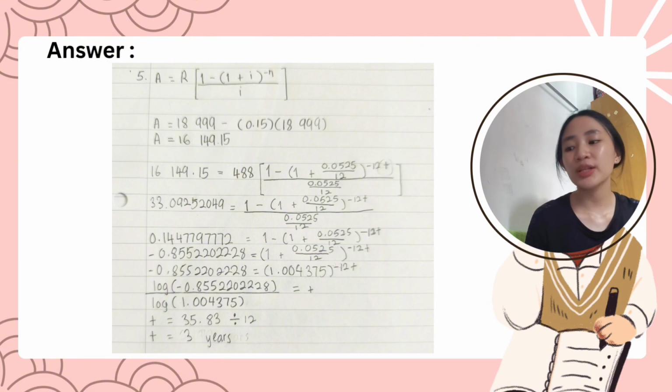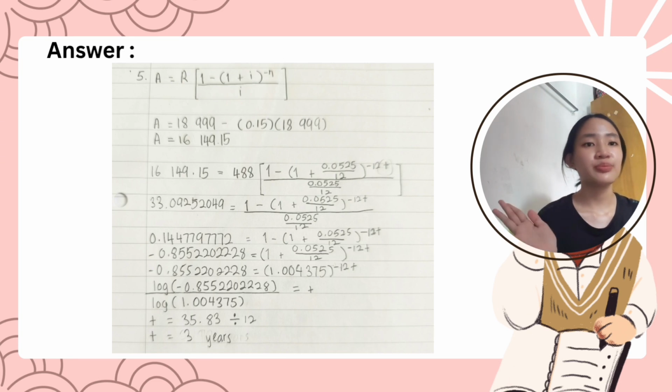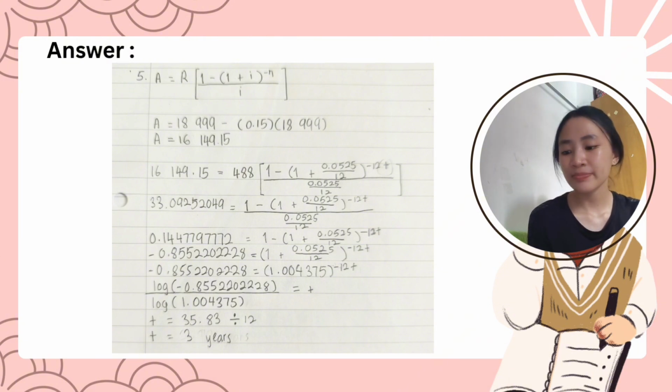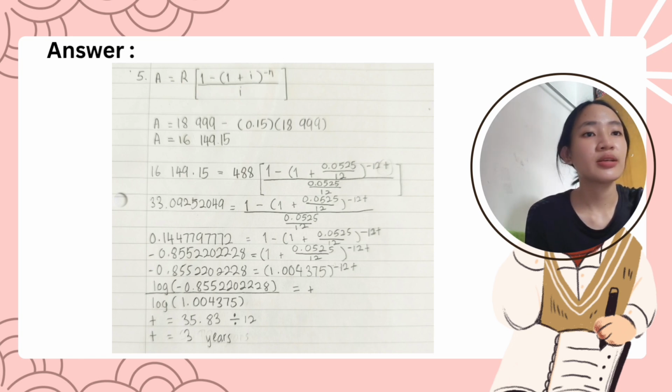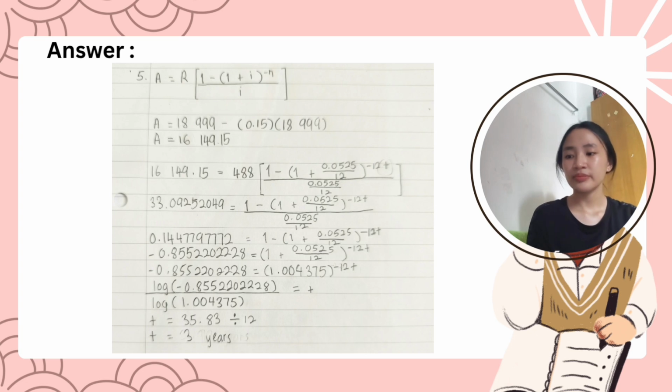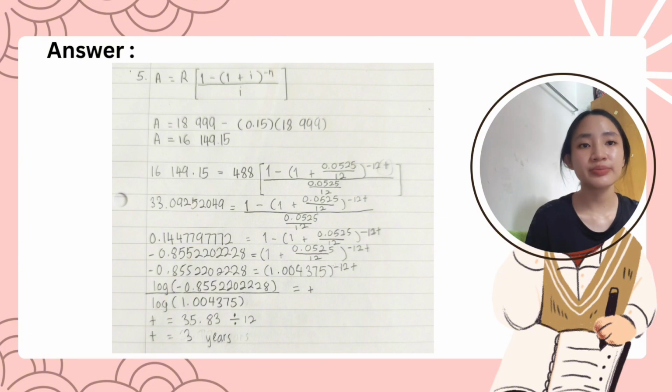So for this question, I will be using the formula of present value of annuity in chapter 4, that is annuity. I will be using this formula beside me to determine the time, because in the question, Chong said that he wants to know exactly how long it required to fully repay the loan. So in this formula, A is the present value, R is periodic payment, I is interest rate per interest period, and lastly N is number of interest periods.